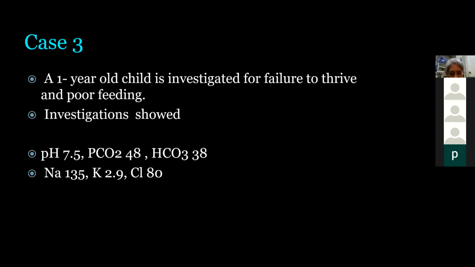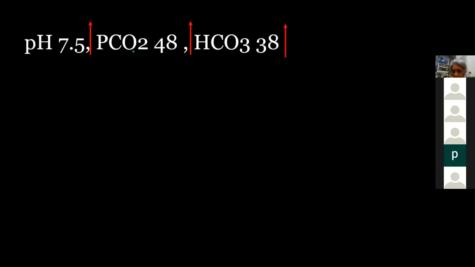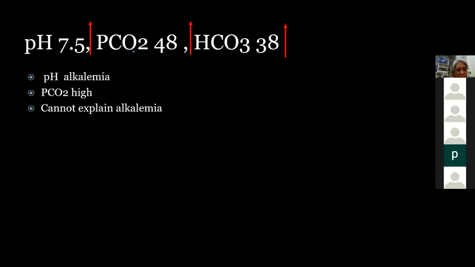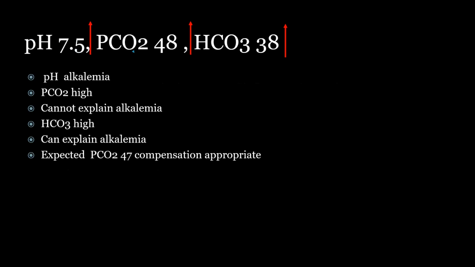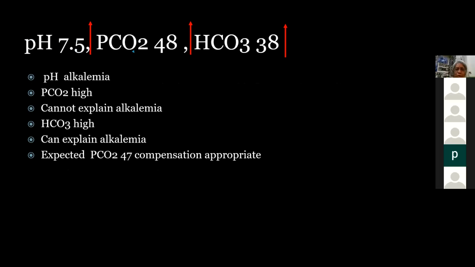The compensation is almost adequate. Compensated metabolic alkalosis. Okay, so let us see how it is. You're right, you have an alkalemia over here. The PCO2 is high, it cannot explain the alkalemia. Your bicarb is high, it can explain the alkalemia. So expected PCO2 for this level of bicarb will be about 47. So the compensation is fairly good. So this child has a metabolic alkalosis.